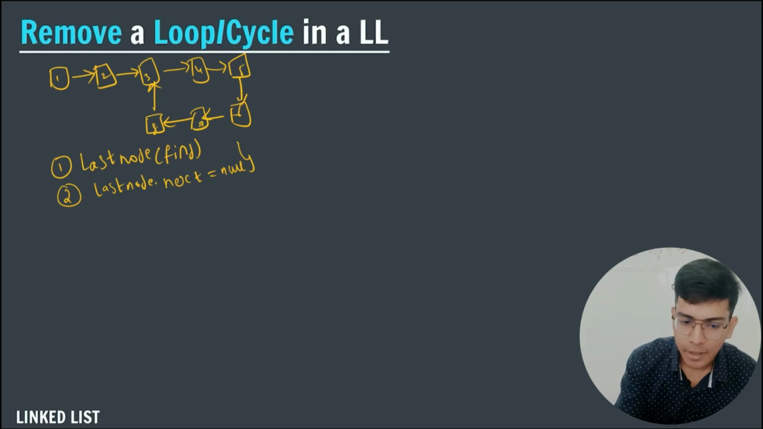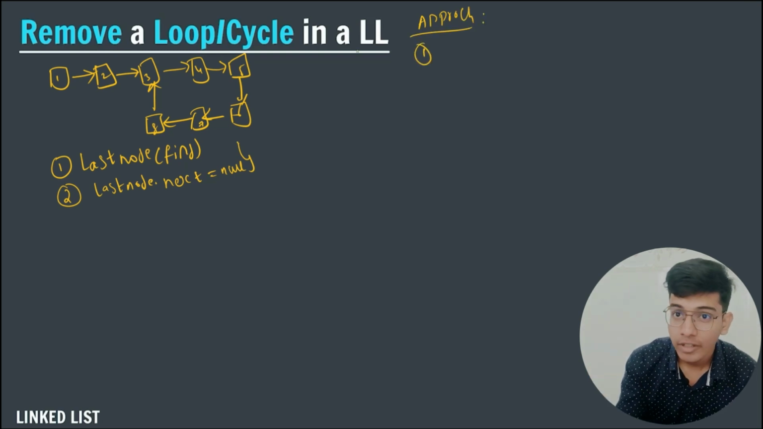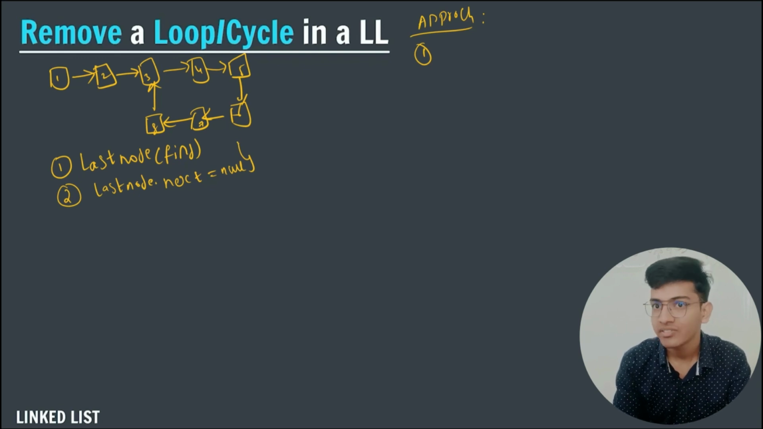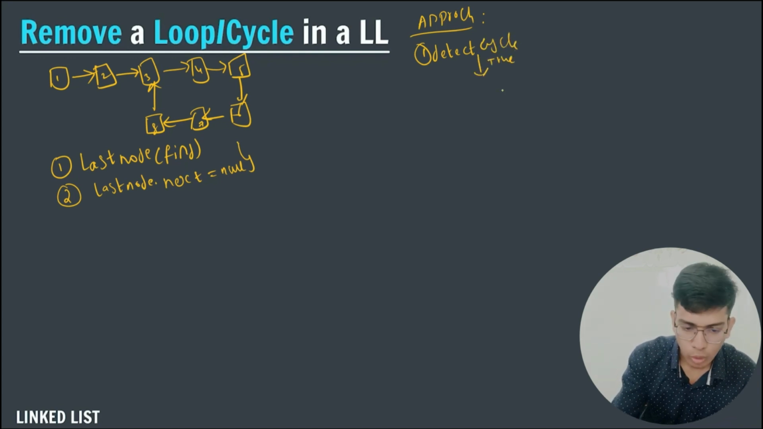Let us talk about its approach. First of all, we need to confirm whether there is a cycle in my linked list or not. If there is no cycle, we don't need to apply this function. If there is a cycle, only then can we proceed. So the first step is to detect the cycle. If it gives us true, then I need to perform the operations.